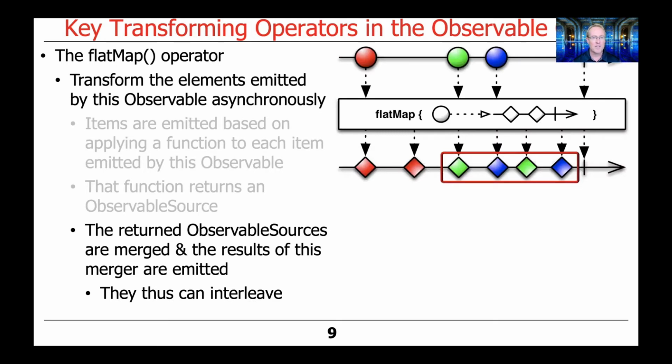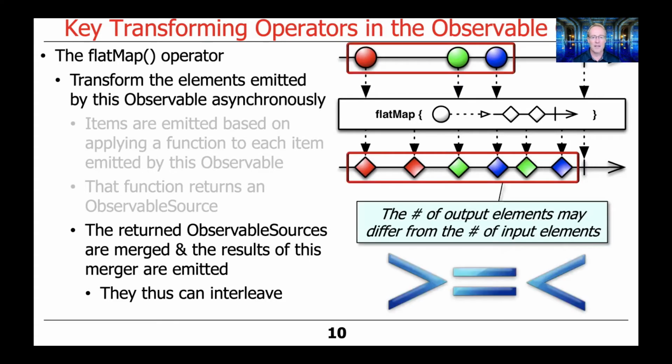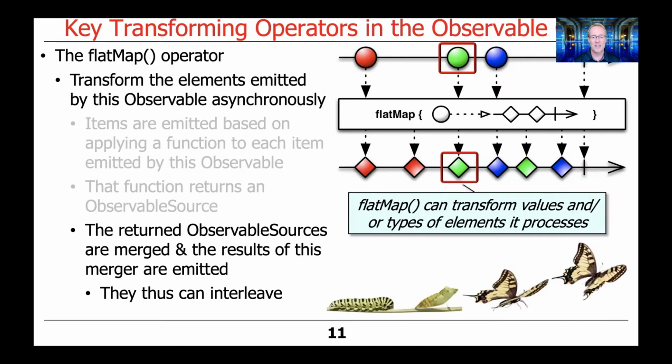As a consequence of the way things are merged together, the results can interleave. So if you have multiple observable sources, you may have the results interleaved in some way. Moreover, the number of output elements may differ from the number of input elements. They could be the same, they might be equal. There may be more output elements than there were input elements, or there could also be fewer output elements than there were input elements. It all depends on what your function does.